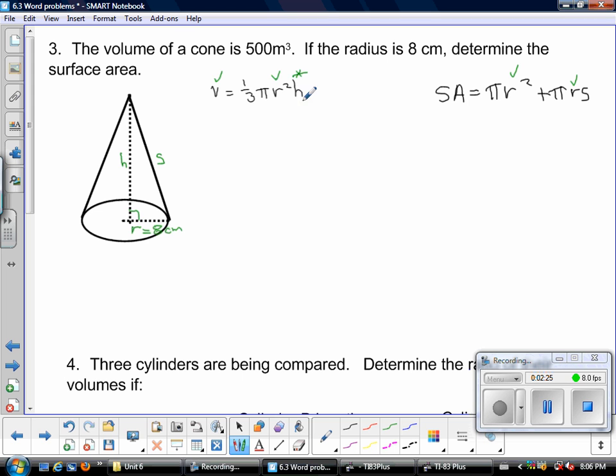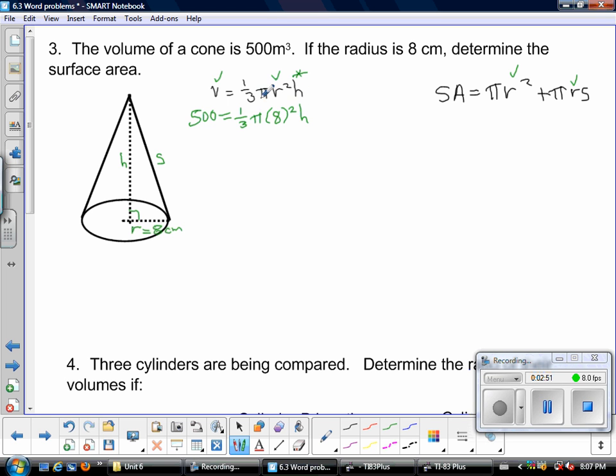Okay, so I'm going to get the height. Once I get the height, I use Pythagorean theorem. Once I get the slant height, then I can finish the question. Okay, so it's a three-part question. So volume is 500. Okay, there is our pi. Our radius is 8 squared. And our height we need to find.